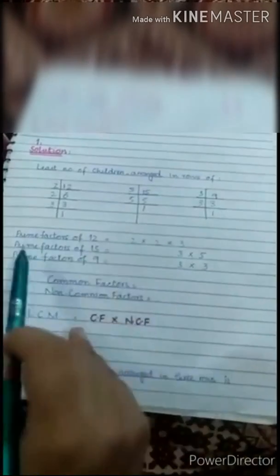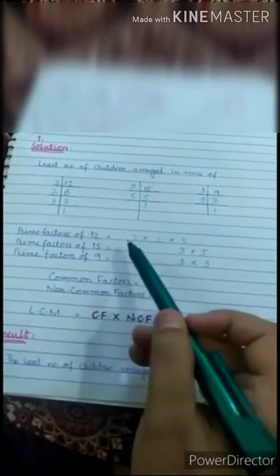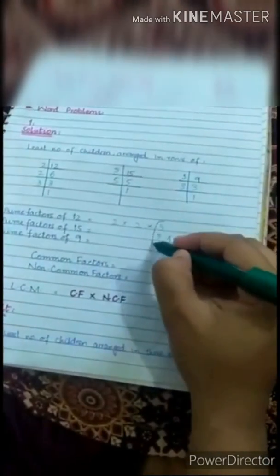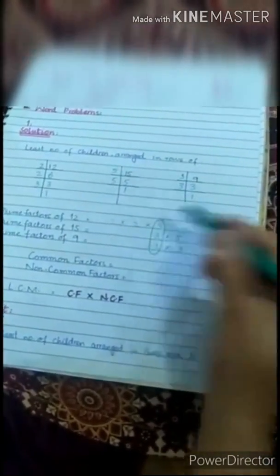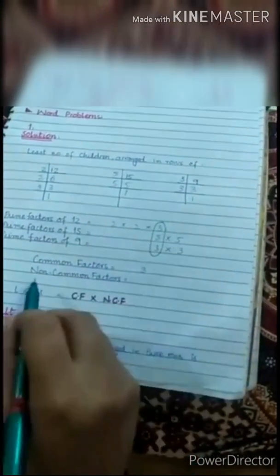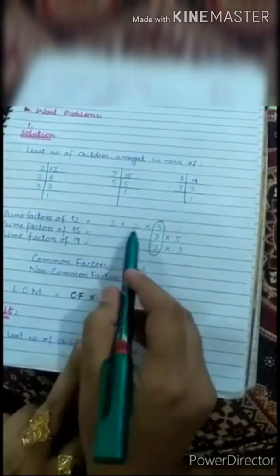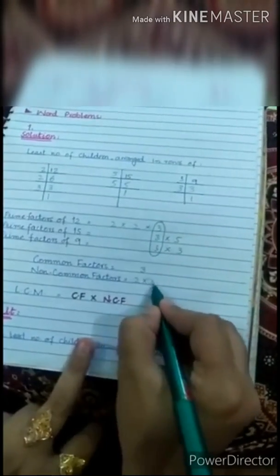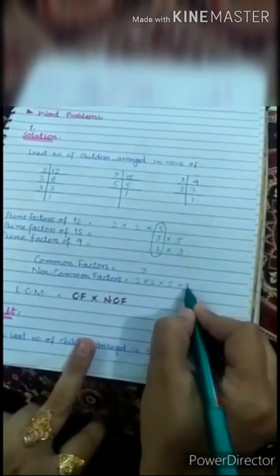Okay dear students, we have taken out the prime factors of 12, 15 and 9. Now we have to figure out the common factors. Yes, we can see that 3 is a common factor. So we have to write common factor is 3. And what are the non-common factors? 2 into 2 into 5 and 3. 2 into 2 into 5 into 3.